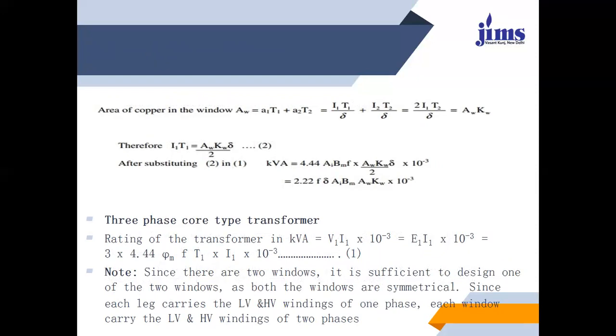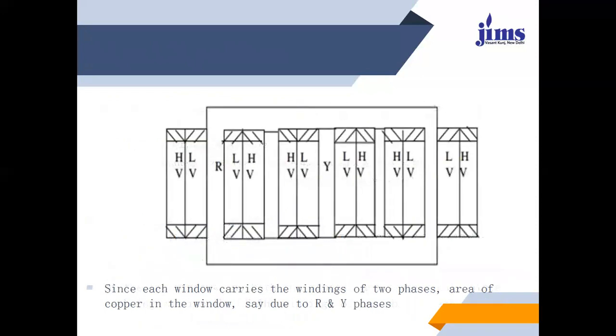For the three-phase core type transformer, the rating of the transformer in kVA is V1 I1 equal to 1 and 3, so the three-phase factor will be multiplied to get the final equation. Since there are two windows, it is sufficient to design one of the two windows. Here we find that three windings are there. The three windings are connected, and all three phases are indicated, for the R phase.